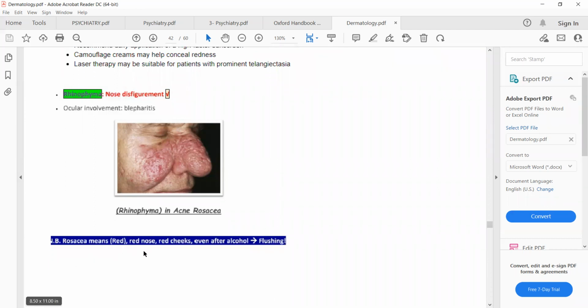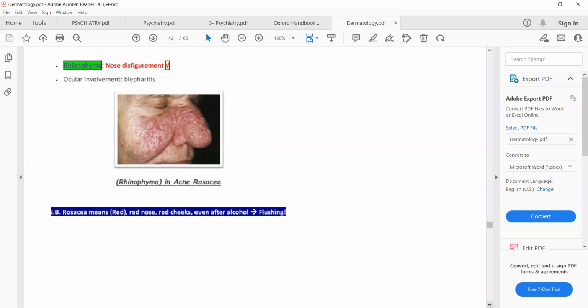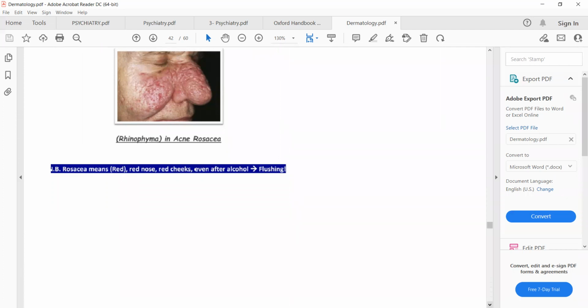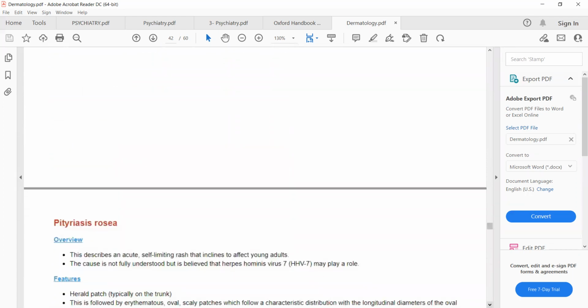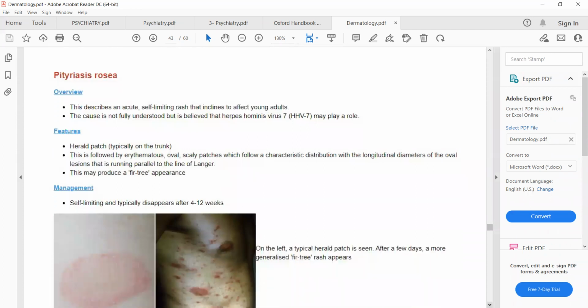So rosacea means red nose, red cheeks. Usually even after taking alcohol, there's redness of the nose and cheeks. That is known as Acne Rosacea. So that was all about acne vulgaris and Acne Rosacea.